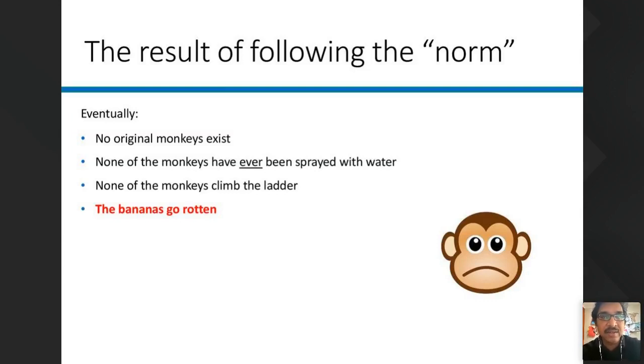Apologies. So the result of following the norm: eventually all the original monkeys were replaced. None of the monkeys have ever been sprayed with water. None of the monkeys climb the ladder. The bananas go rotten.